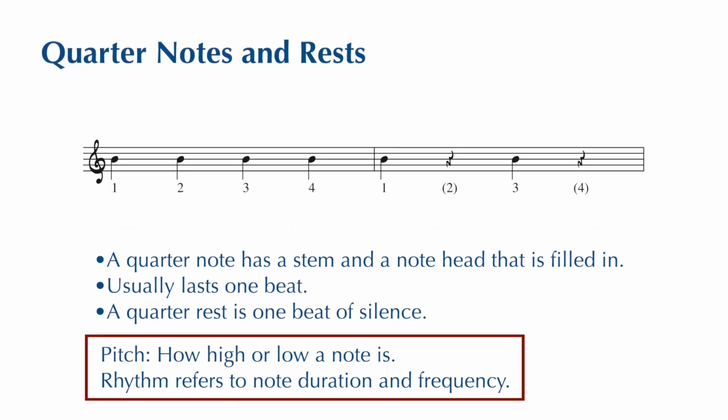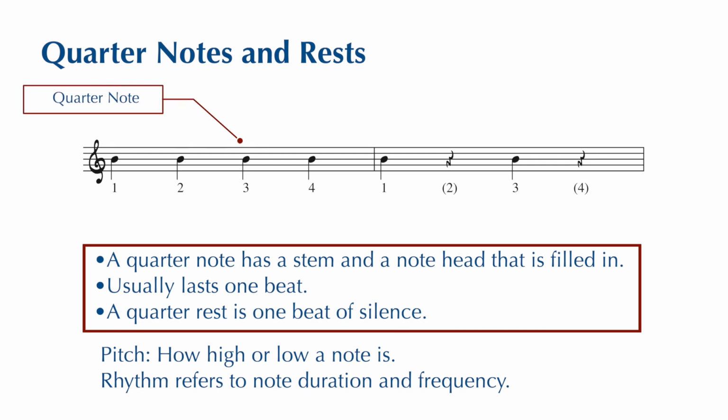While pitch refers to how high or low a note is, rhythm refers to when you play your notes. A quarter note has a stem and a note head that is filled in. A quarter note usually lasts one beat, and for every type of rhythm there is a corresponding rest. This is a quarter rest, which is one beat of silence.